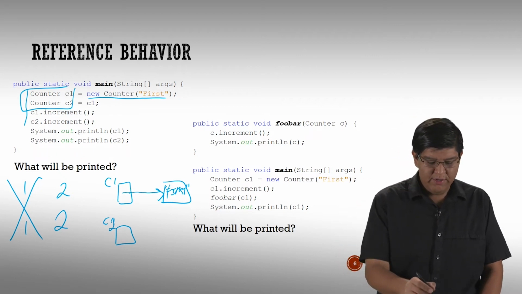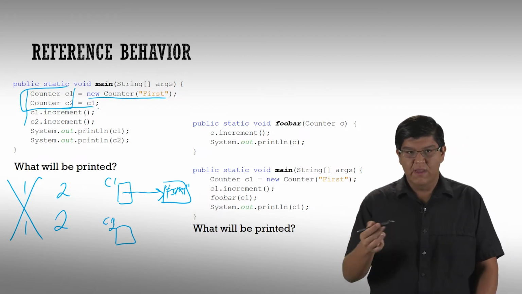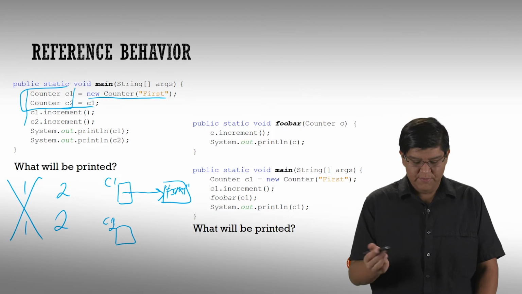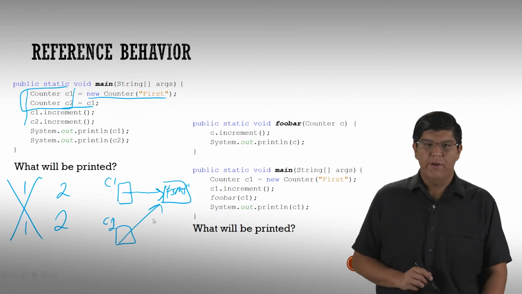I have a little bit of an arrow, which says, okay, C1 is storing the address of first. And so then C2, when I do this assignment over here, it's not making a copy of that object. It's making a copy of the address that stores that object. So I'm going to duplicate this arrow here is basically what's happening. So upgrading my picture, it looks like this. I have C1 and C2 both pointing at first.